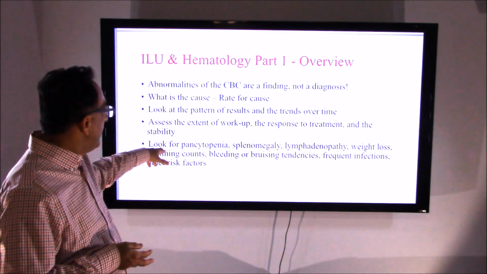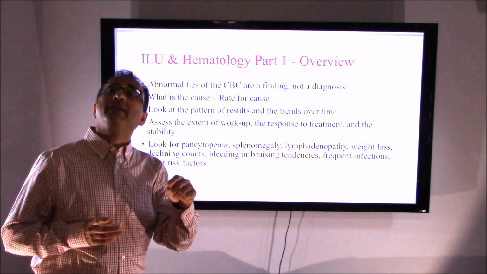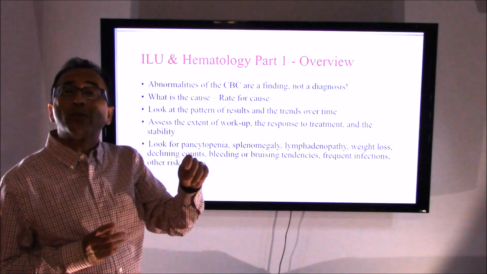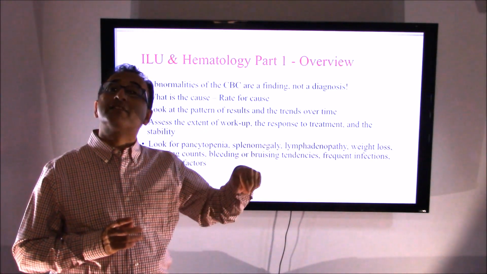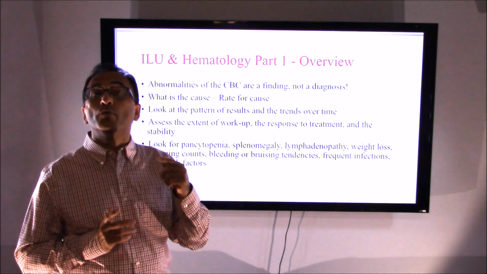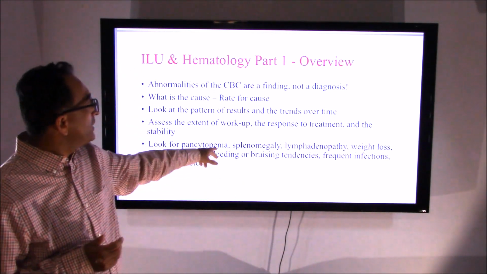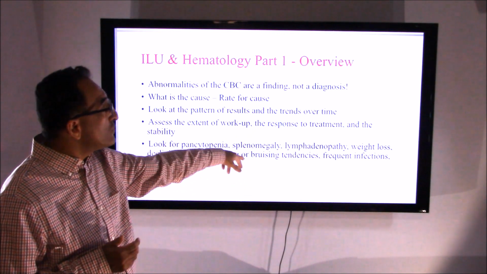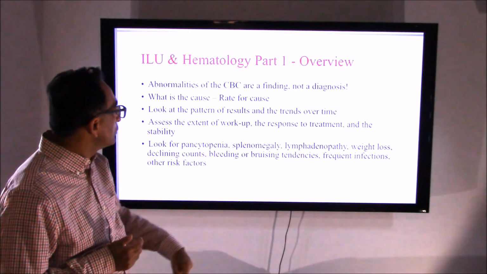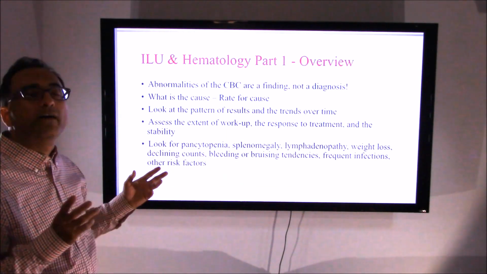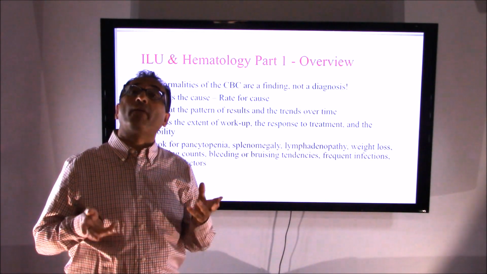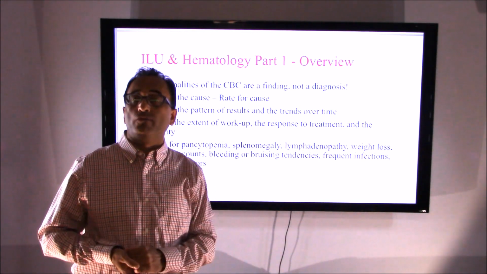Additionally, look for the signs. Are you having just one red blood cell abnormality or are there multiple lines of cells that are also abnormal? Or simply speaking, pancytopenia. Do you have an enlarged spleen, lymph nodes, weight loss? Those are the additional risk factors or the red flags that you want to look out for.